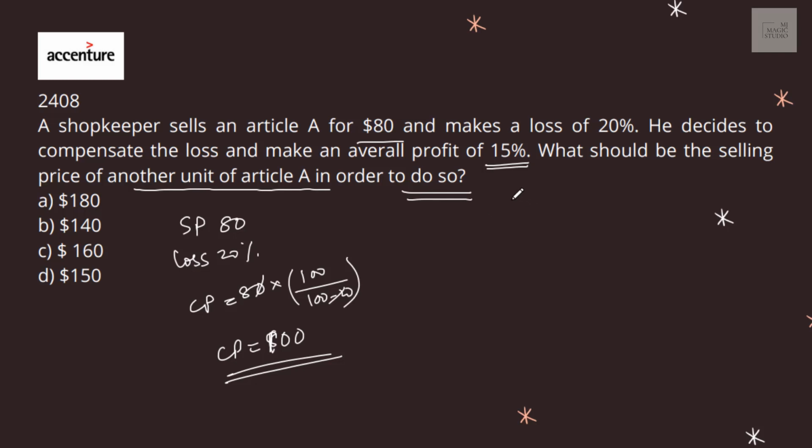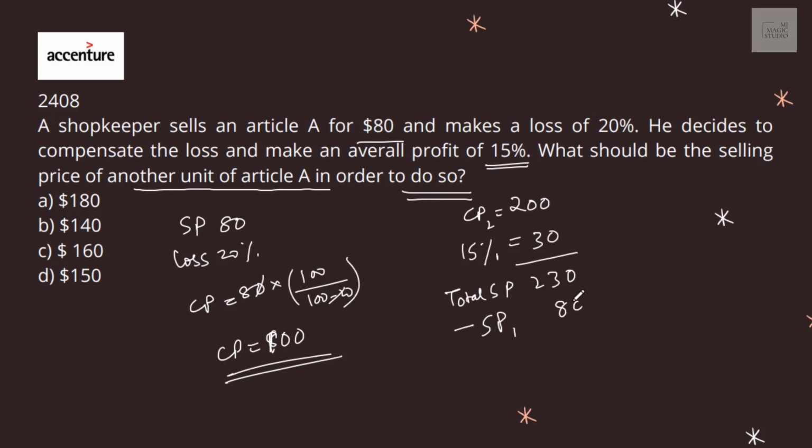Now you want to sell one more. That means he is selling two, one at a loss and one at a profit, so that overall profit is 15%. So cost price of 2 units is 200. He wants to make a profit of 15%. 15% of 200 is 30. That means the total selling price should be 230, minus the selling price of the first one, which is 80. That means the selling price of the second one should be 230 minus 80, that is 150.